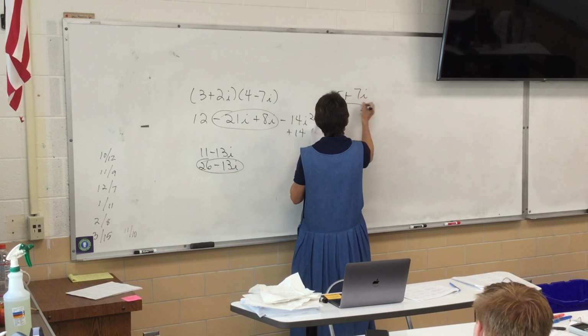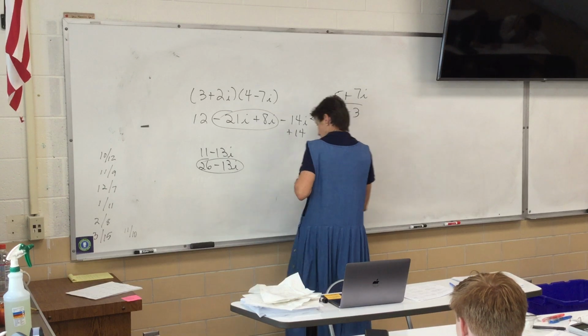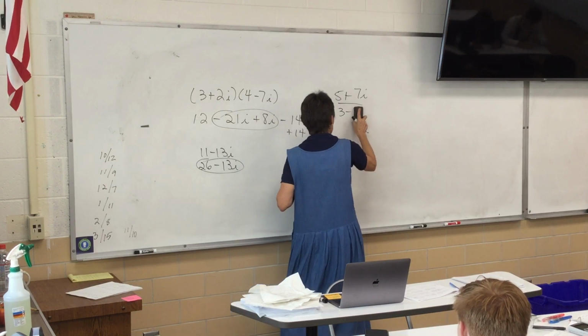5 plus 7i over 3 minus 2i. All right, here we go. This is a good review problem.